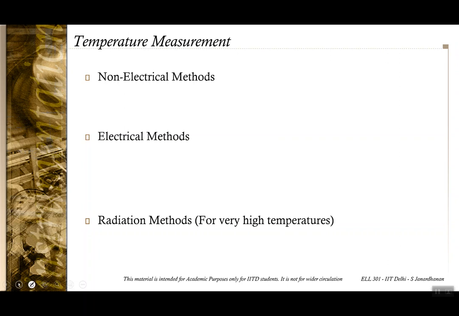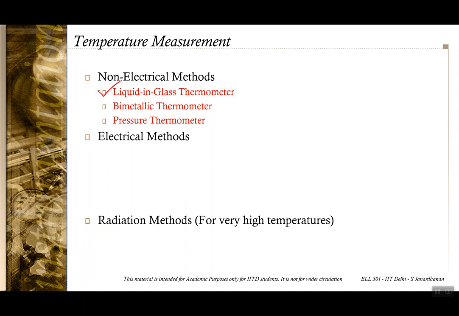So, coming to the instruments that are being used, in case of non-electrical methods, basically the concept is that the expansion of a fluid is made as an indicator for the measurement of the temperature. So the fluid can either be a liquid, so that is a liquid in glass thermometer, and the medical thermometer that you usually see fall in this category. They are liquid in glass thermometers, where mercury is a liquid that expands in a glass enclosure.